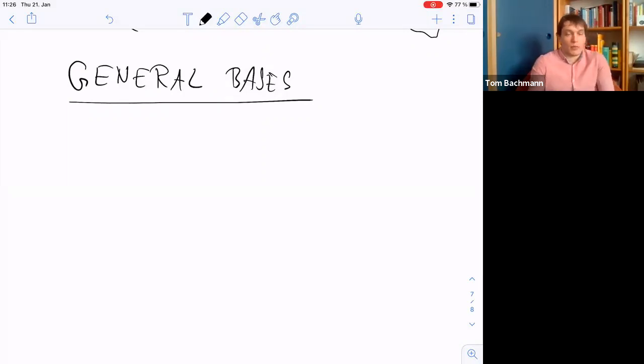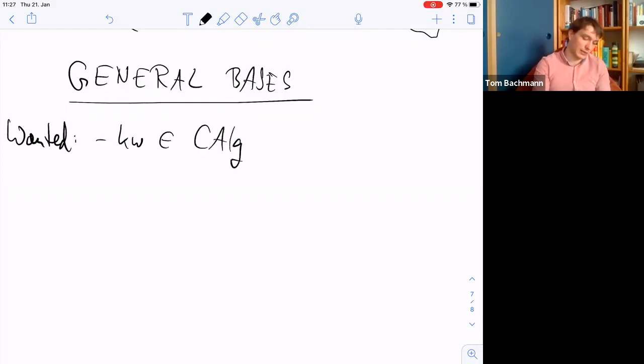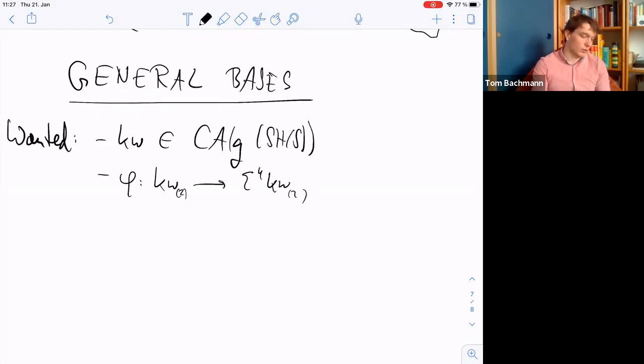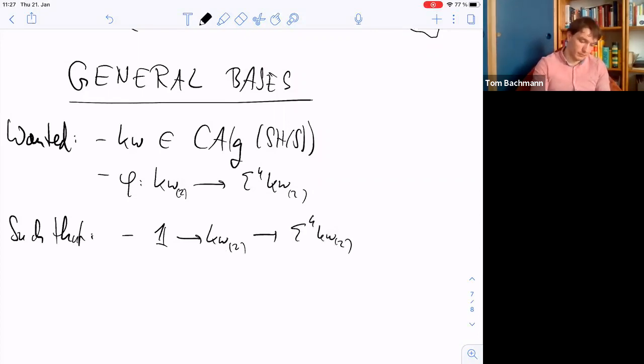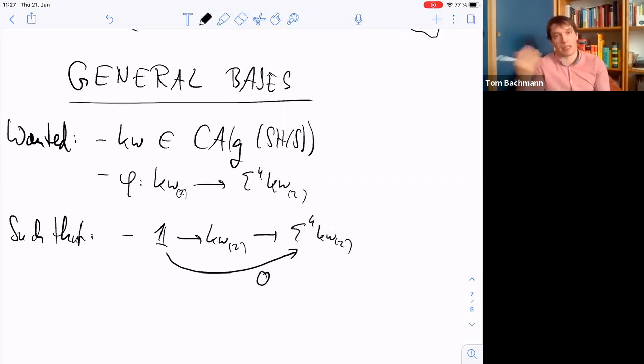Now we want something like this over a general base. We want some spectrum, which we call little kw, which should be a commutative ring in SH of S. We also want this map phi from kw to sigma 4, maybe the adic local sigma 4 kw. And then we have some properties that we require. Certainly we want this composite, if I go via the unit map to kw2 and then to sigma 4 kw2, to be null. Let's say it is null homotopic. Maybe we also want a specific choice of null homotopy, but let's see what we can get.